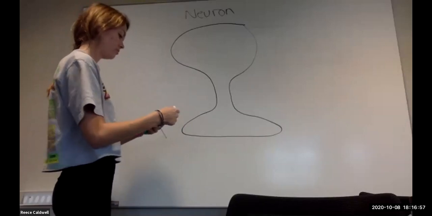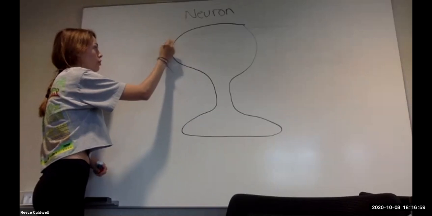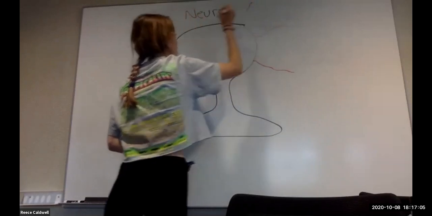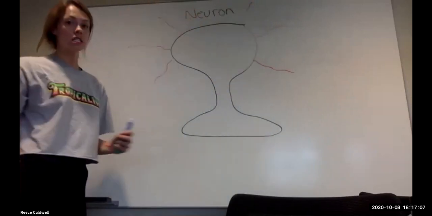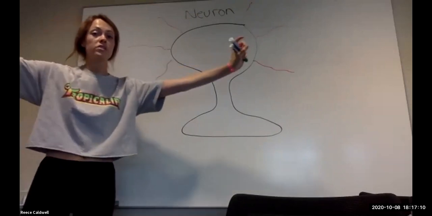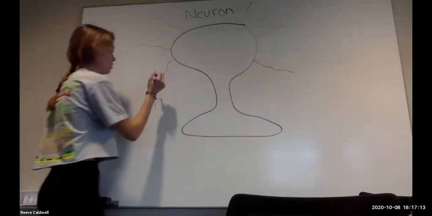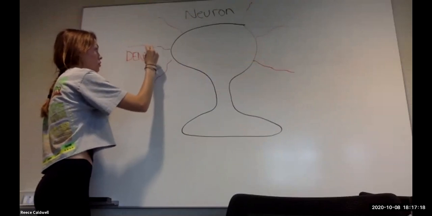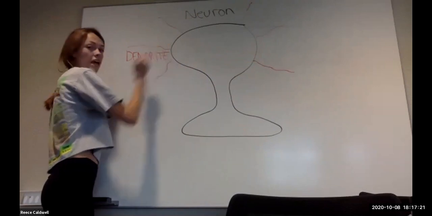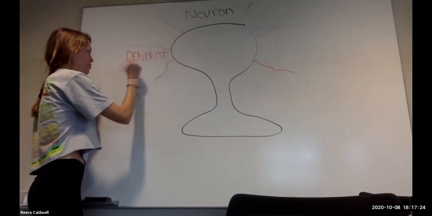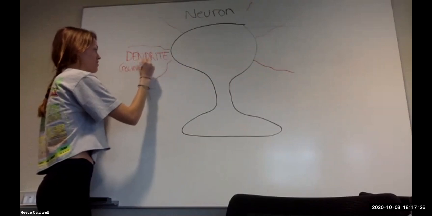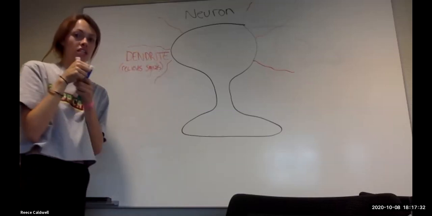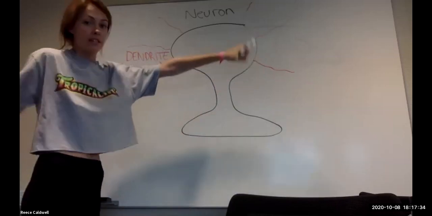So first, we have the dendrites. The dendrites are branches off of the body that will receive signals. So this is our dendrite, and it receives signals. So the dendrites are the branches off of the neuron that receive a signal.